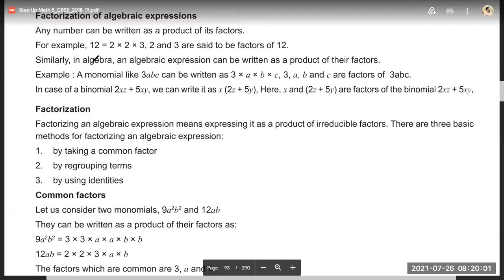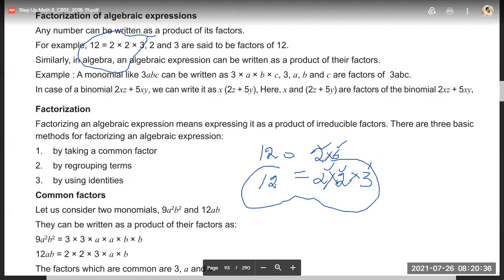Factorization means, like here already an example is mentioned, the number 12. How can we factorize this 12? This 12 can be factorized as 2 into 6. 2 is a prime number, 6 is a composite number, so this 6 again can be written as 2 into 3. So now 2, 2, 3, all these are prime numbers. They do not have any other factors. So here this 12 is factorized by using its factors, 2 into 2 into 3. So we call it prime factorization.